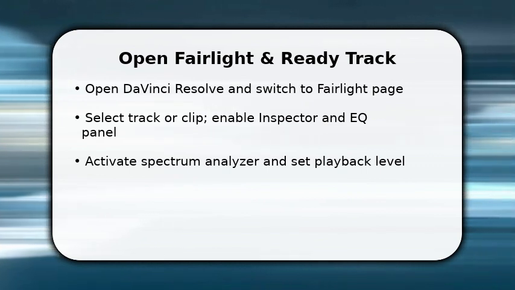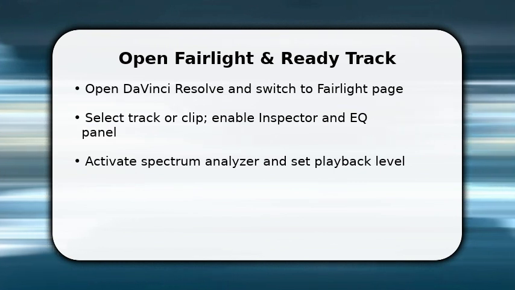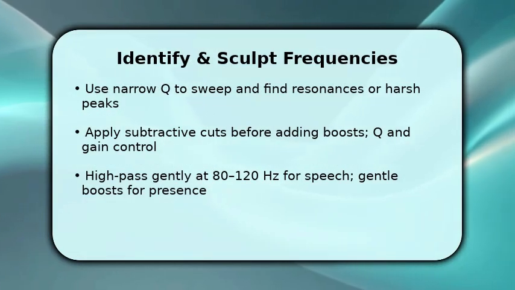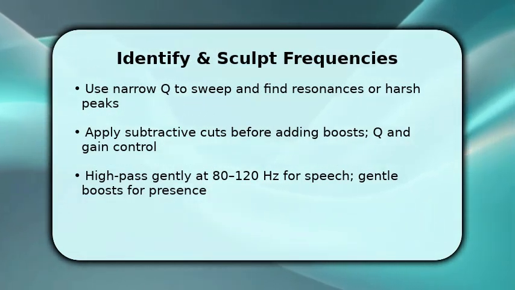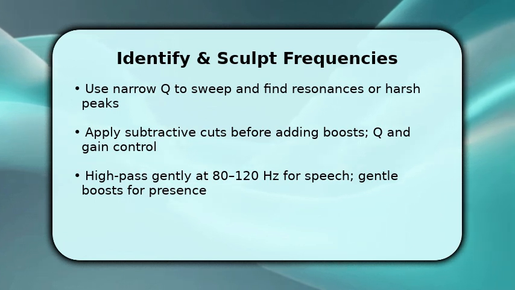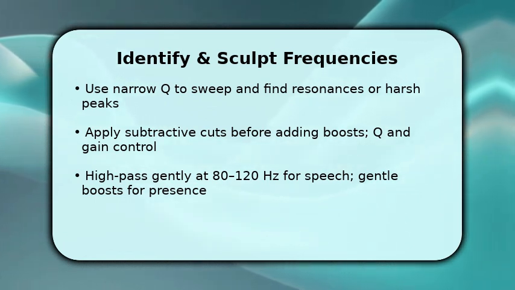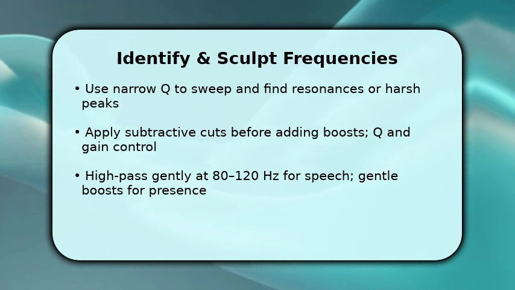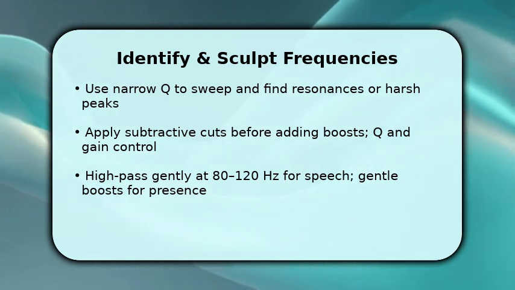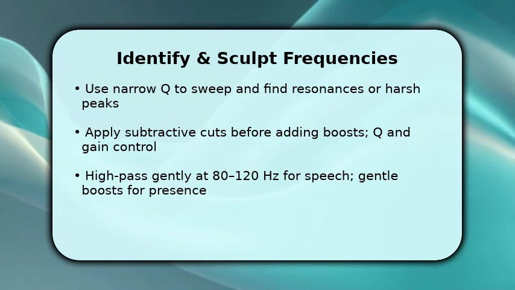Then create a track EQ instance. You'll work on a single track first to isolate issues before applying changes to buses or masters. You now identify problems by sweeping a narrow cue and boosting gain briefly to find resonant peaks. You'll hear ringing or harshness immediately. Once located, reduce gain with a narrow cut, subtractive EQ cleans clutter without sounding processed.